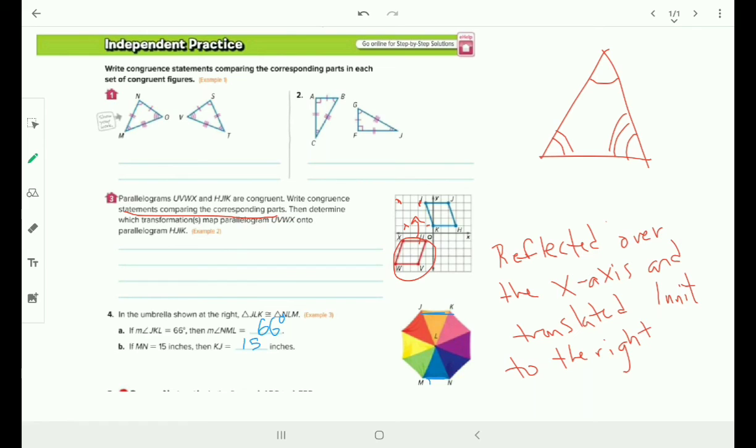With these congruent statements with the corresponding parts, it gets confusing figuring out which angle maps to another angle, right? We're trying to figure out which angles are the same and which line segments are the same.